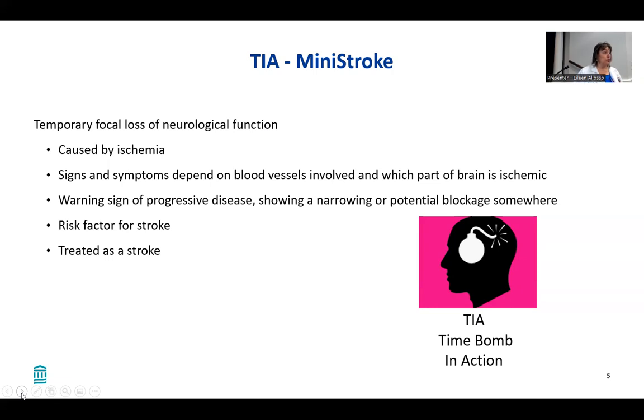We know that stroke occurs in TIA patients in 2 to 5 days if they have high risk factors, significantly, like 45% of the time, if they have enough risk factors. So we really want to make sure we get ahead of this and get them on some kind of preventative treatment before they actually do have a stroke.